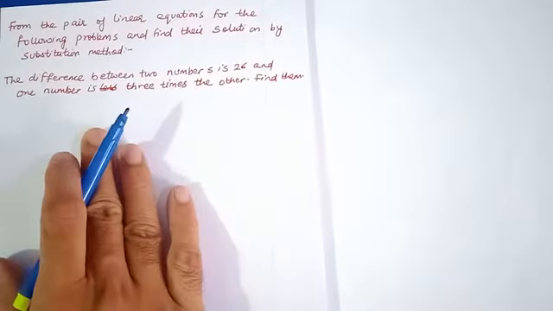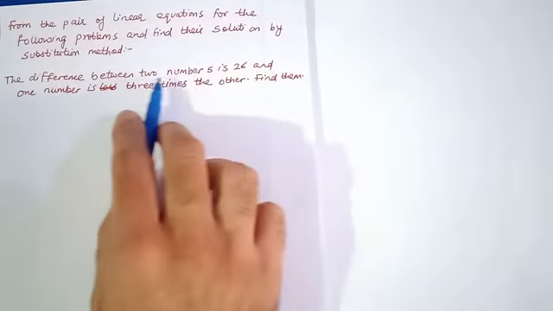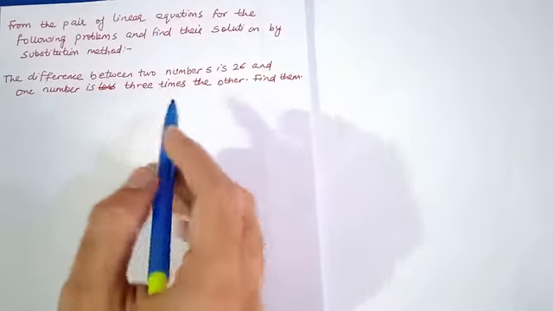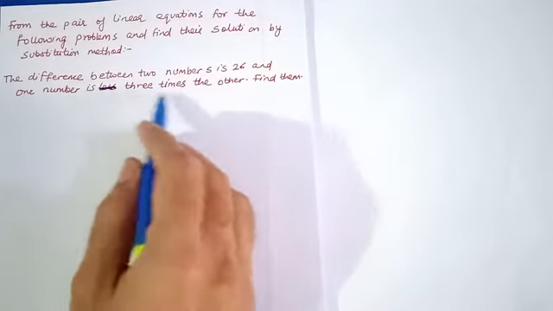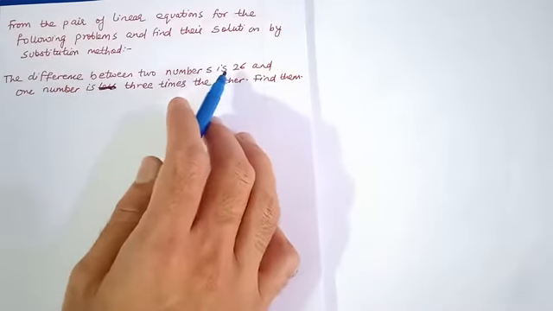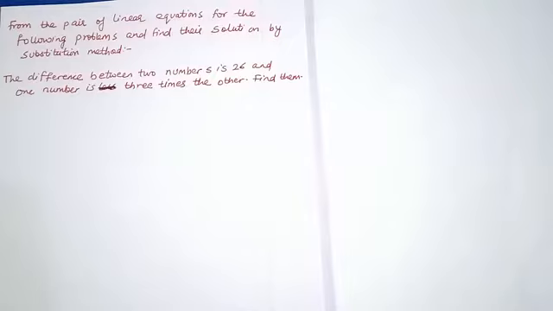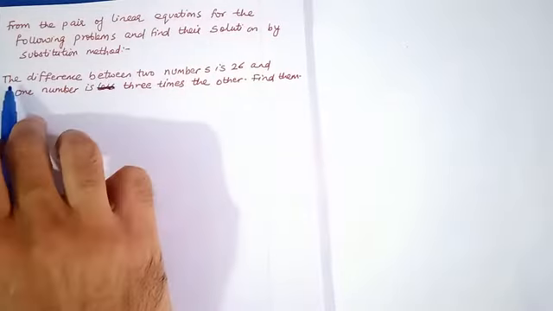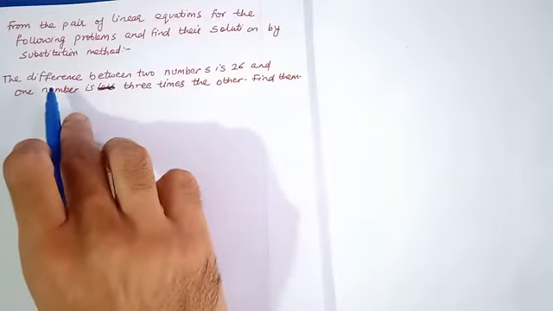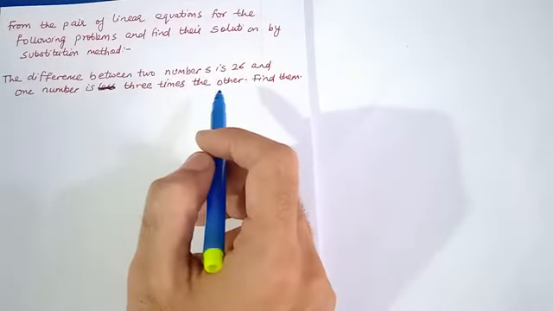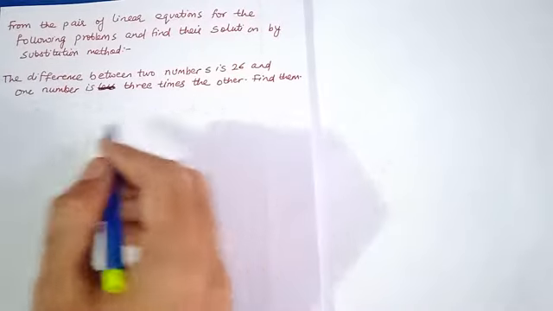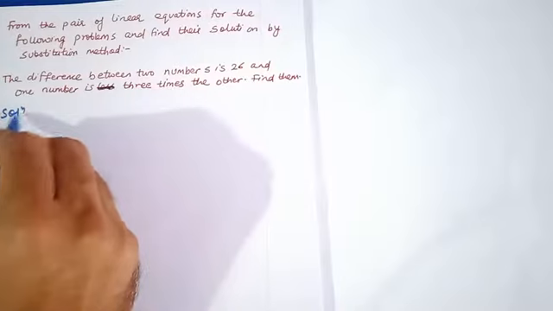So what is the first part? The difference between two numbers is 26 and one number is 3 times the other. The difference of two numbers is 26. This means what? If the difference of two numbers is 26, it is not given that the two numbers are equal, because if they were equal, their difference would be 0. This means one is greater and the other is smaller. So let us start our solution.